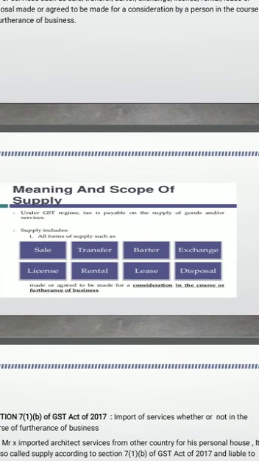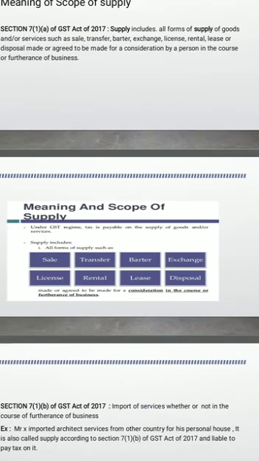Transfer: when a person transfers the entire business to another person, it is known as a transfer. Barter: in ancient days, when money was not involved in business, there was a barter system. The barter system refers to when one person exchanges goods in terms of goods itself. Exchange: when the goods are exchanged in terms of money, it is known as an exchange.